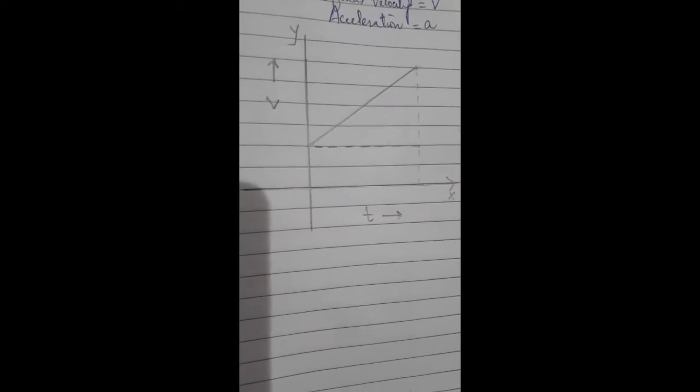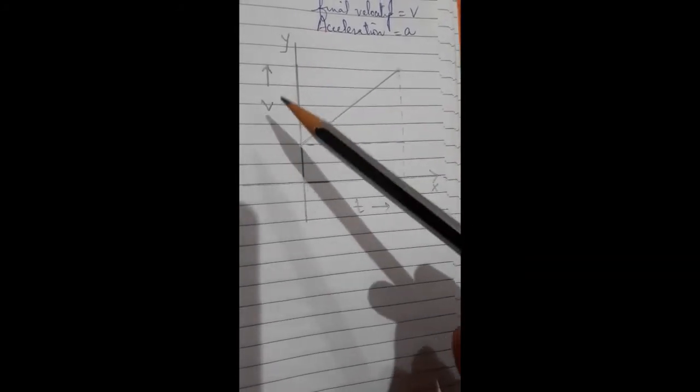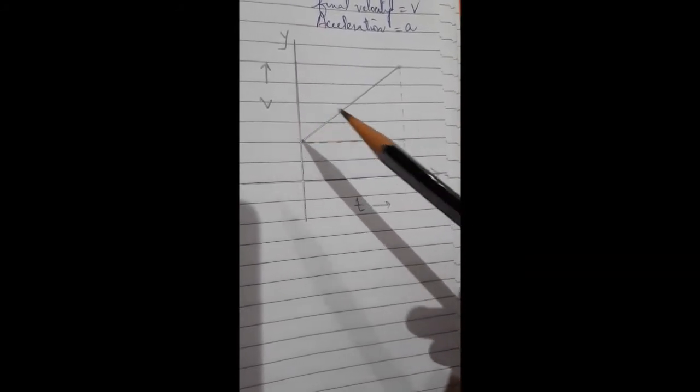So we will derive the first equation, V is equivalent to U plus AT, graphically. So here I am having a graph, and I have taken the velocity time graph. So we have taken a generalized velocity time graph, and you can see here the x-axis represents the time and the y-axis represents the velocity. This is a generalized velocity time graph.